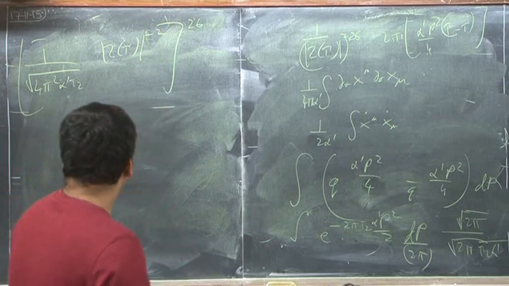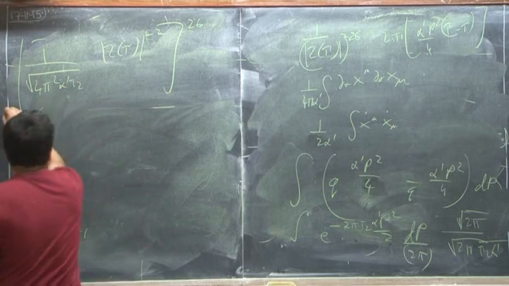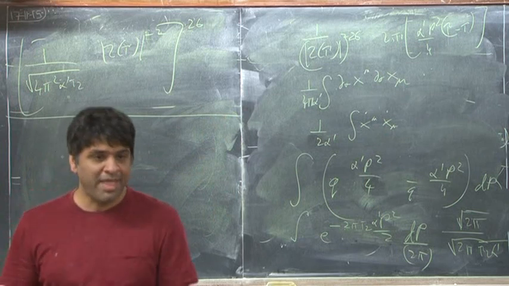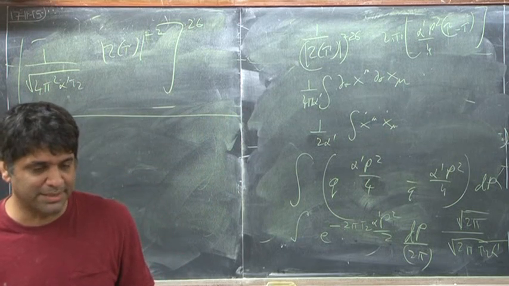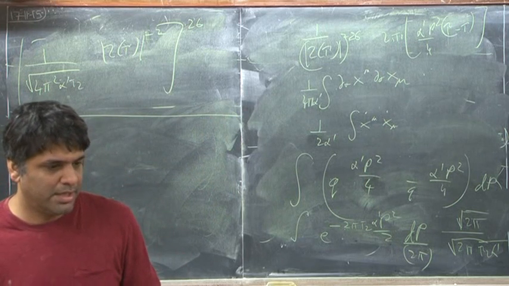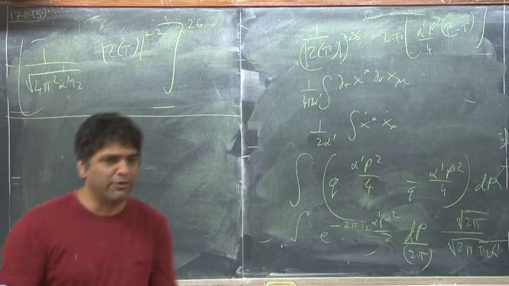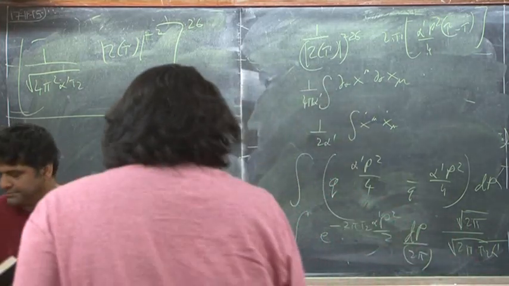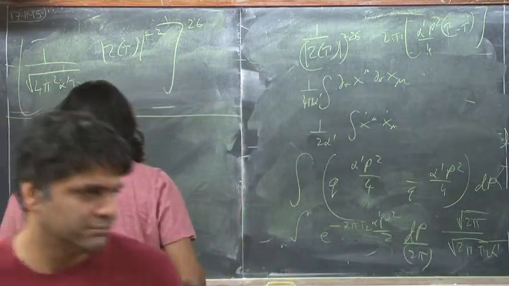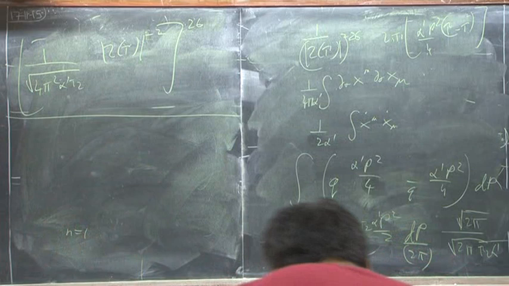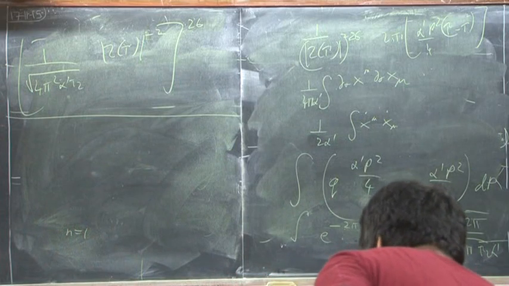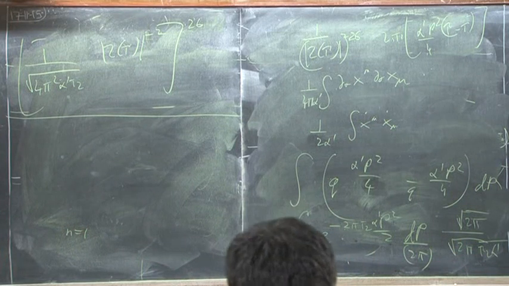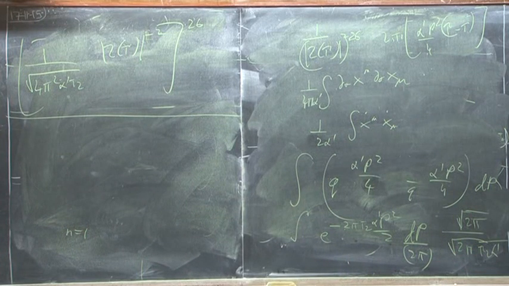Okay, so that's it for the computation involving just the matter fields. Next we'll do the ghosts and the interpretation of this. The ghosts are going to cancel two of these, two of these.